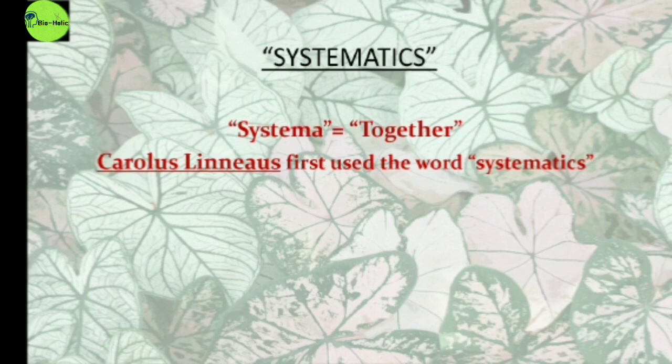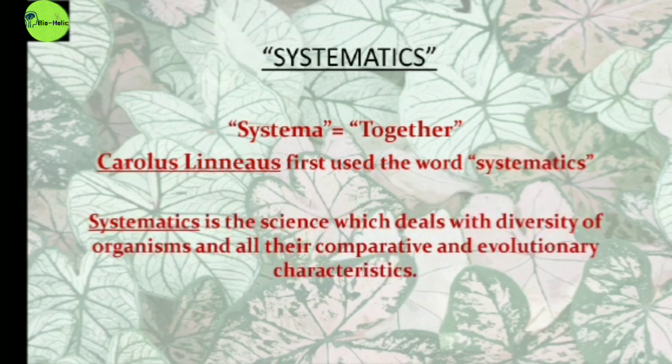So what is the definition of systematics? Systematics is the science which deals with the diversity of organisms and all their comparative and evolutionary characteristics. So we can say it is the systematic arrangement of different kinds of individuals, and it is based on the taxonomy, including the evolutionary relationship. Okay?